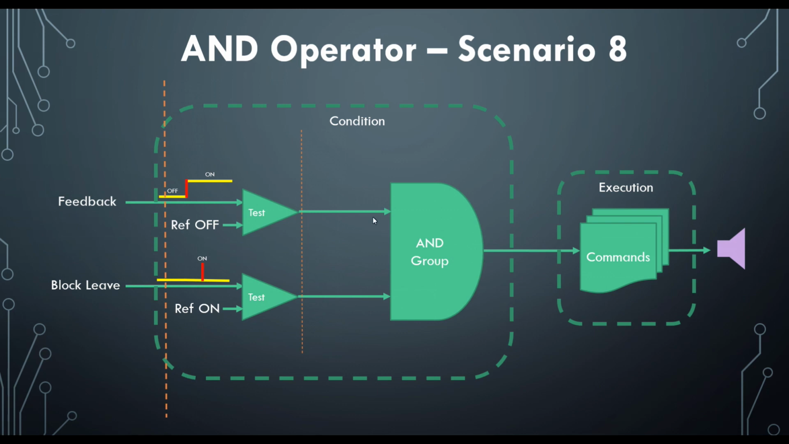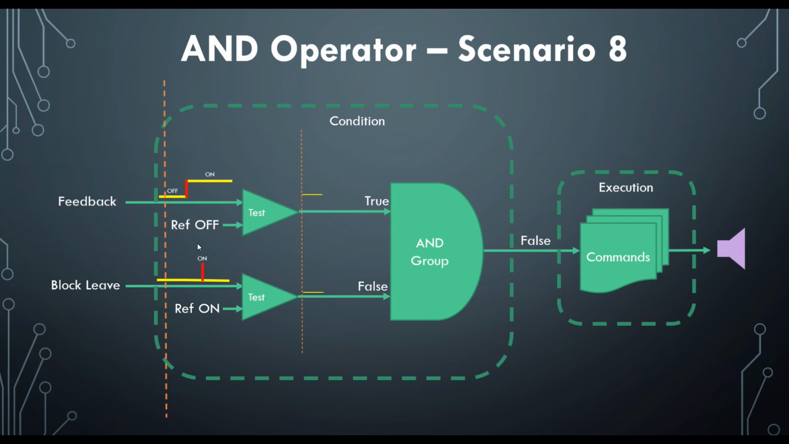Okay, so scenario number 8, the last one, thank goodness. So go through the same routine. Let's check these states first. So we have an off state for the feedback and on for the block leave. So initially we will have off and off here, which means this will be true. Down here we have off against on, so that will be false. False from the output of the AND.